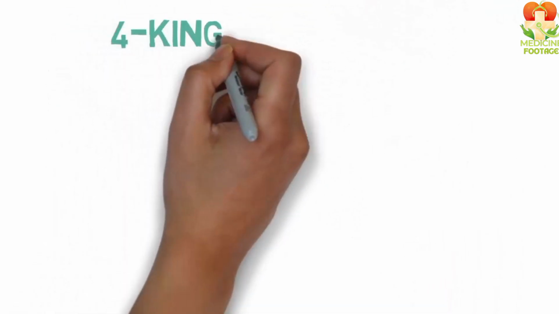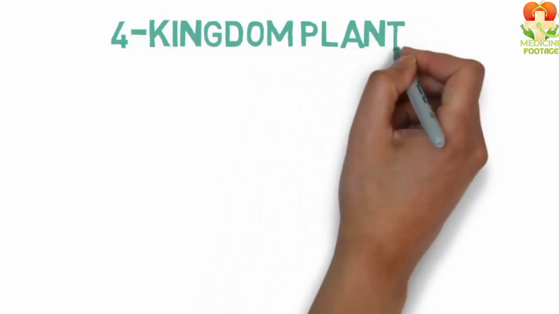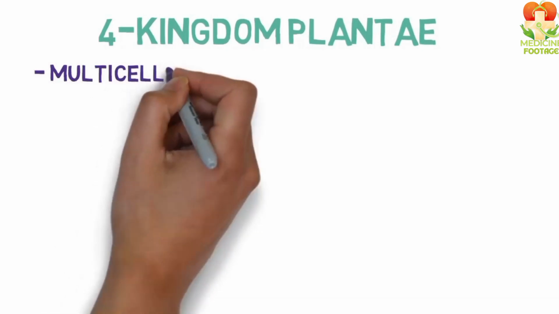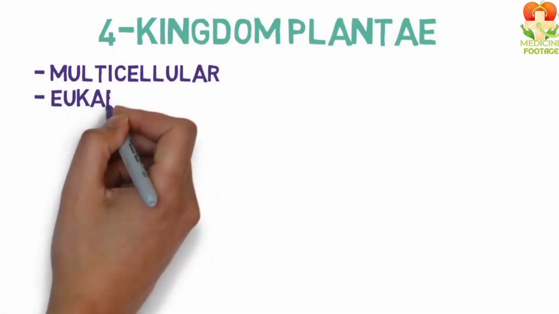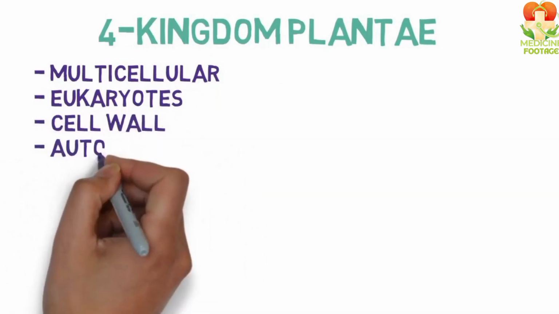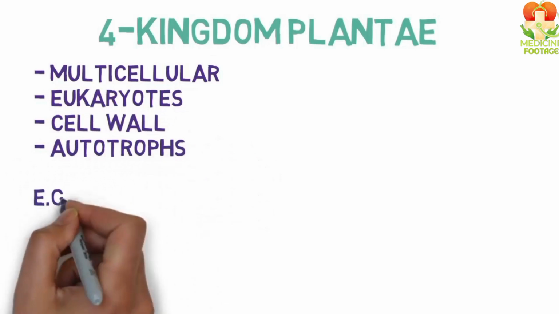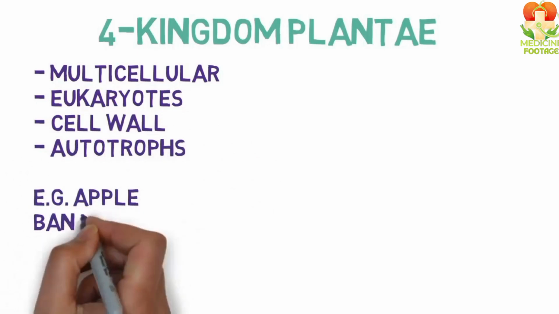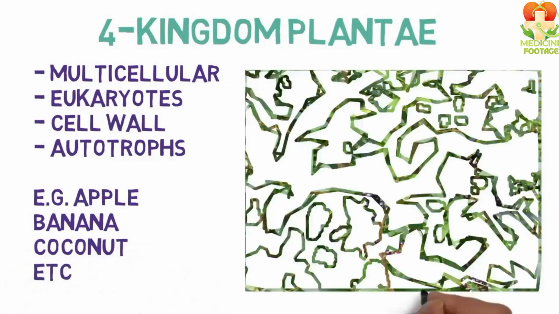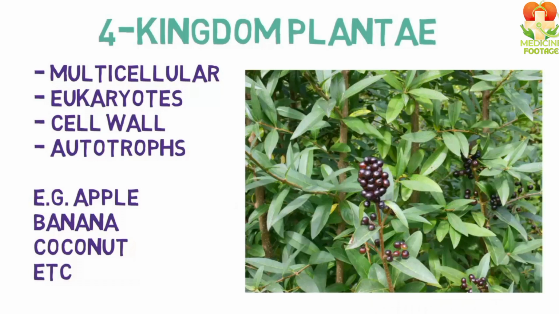The fourth kingdom is Plantae. The kingdom Plantae includes multicellular organisms that are eukaryotic. These organisms have an outer cell wall and they are autotrophs, meaning they can produce their own food in the presence of sunlight. Examples include apple trees, banana plants, and coconut trees. Essentially, all plants belong to this kingdom.